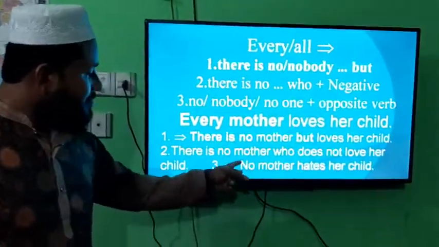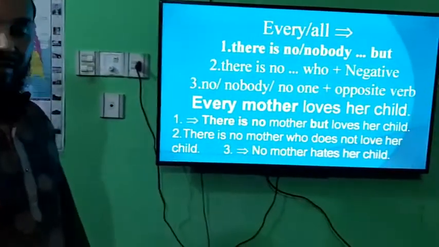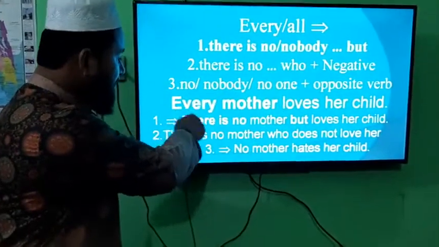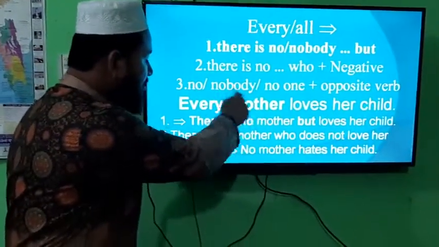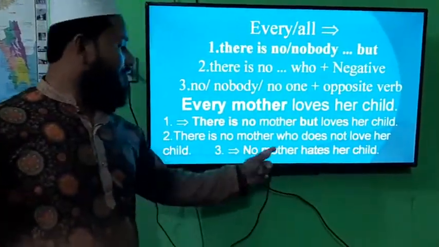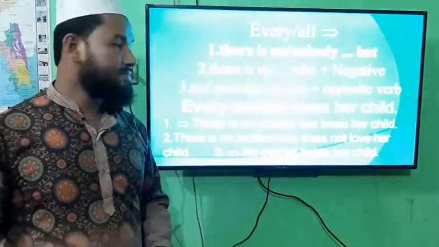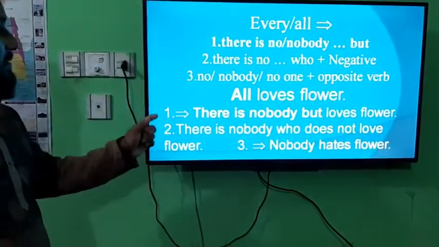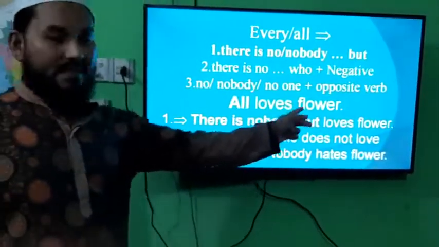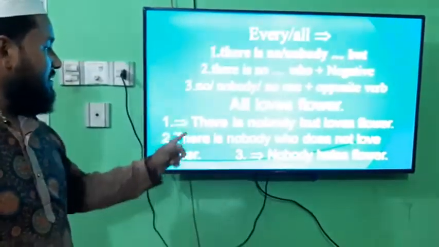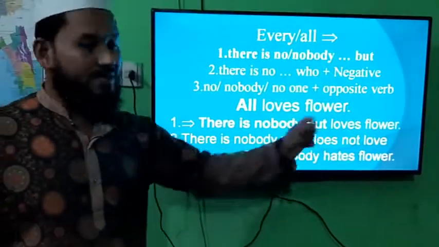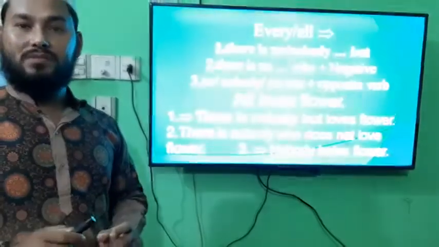Another rule. No mother hates her child. You can also do it. Instead of every you can use no, then the next word, no mother, then the opposite word: loves, opposite hates. So no mother hates her child. Okay. Now I have given an example with all. One loves flower. There is nobody but loves flower. There is nobody who does not love flower. Nobody hates flower. Three ways to solve it.